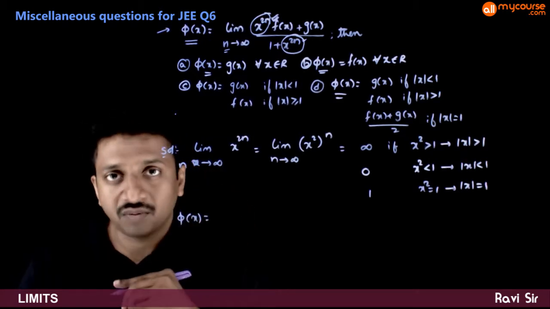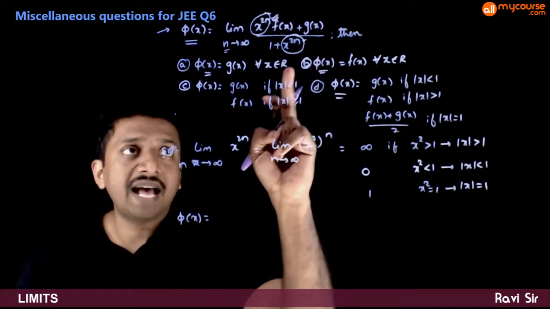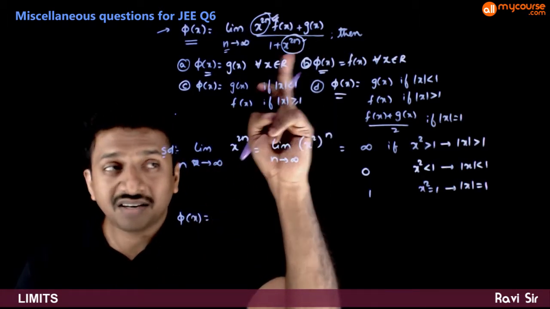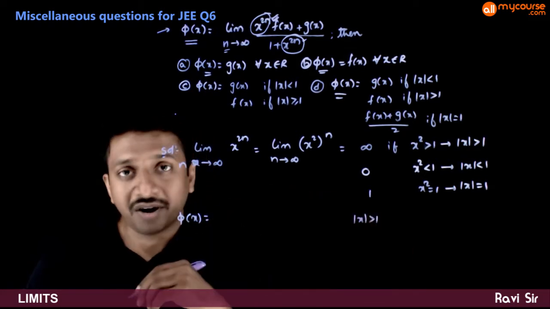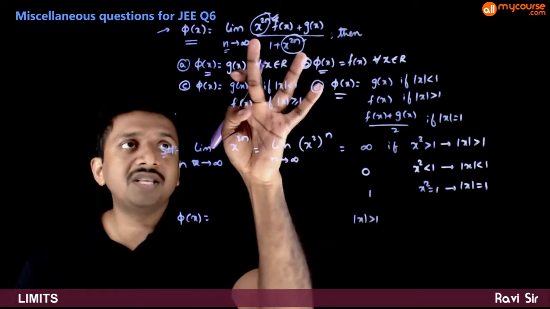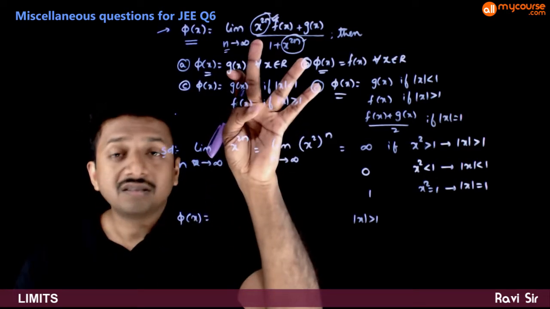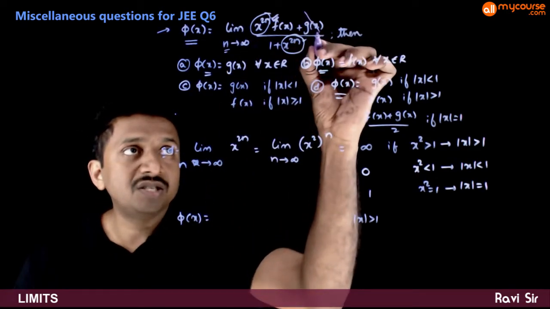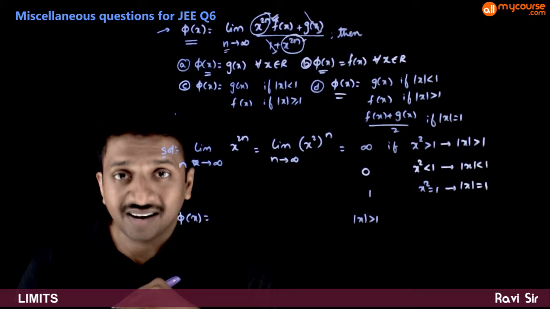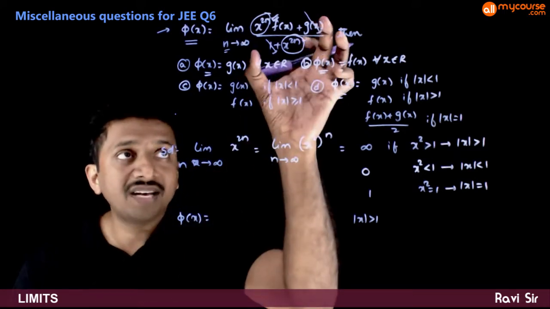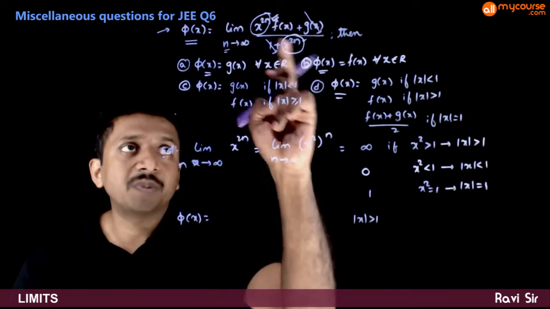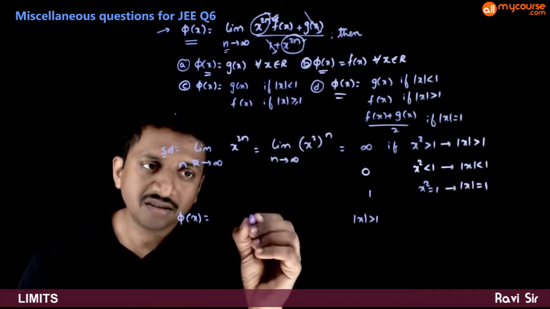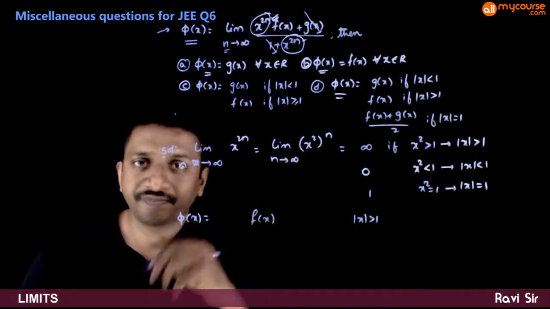Phi of x is equal to, if mod x is greater than 1, both these terms go to infinity. So with respect to these terms, g of x and 1 can be neglected, because these are finite numbers. With respect to infinity, these two can be neglected, and x^(2n) and x^(2n) get cancelled. So you get f of x as the answer.